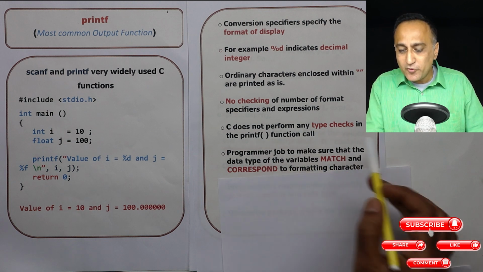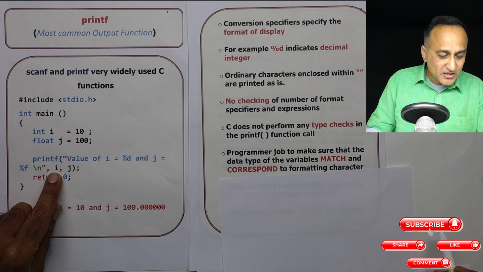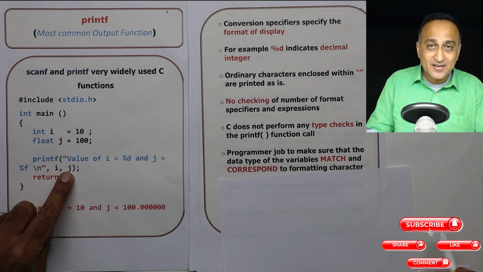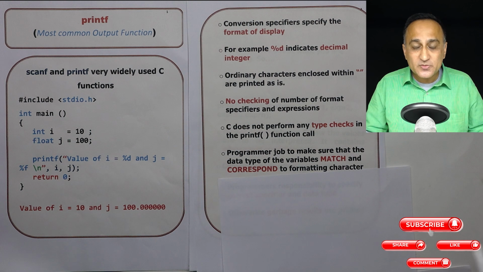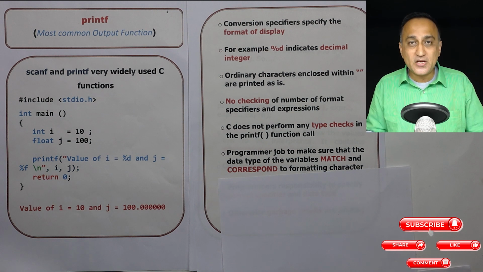Also, C does not perform any data type checks. What it means is, in place of i, if you had put j here, and in place of j, if you had put i here, you would have got garbage results, but C would have never told you it's an error. Only when you run the program, you would have got wrong output. So what is the moral of the story? Use your freedom judiciously, with a lot of application of mind.